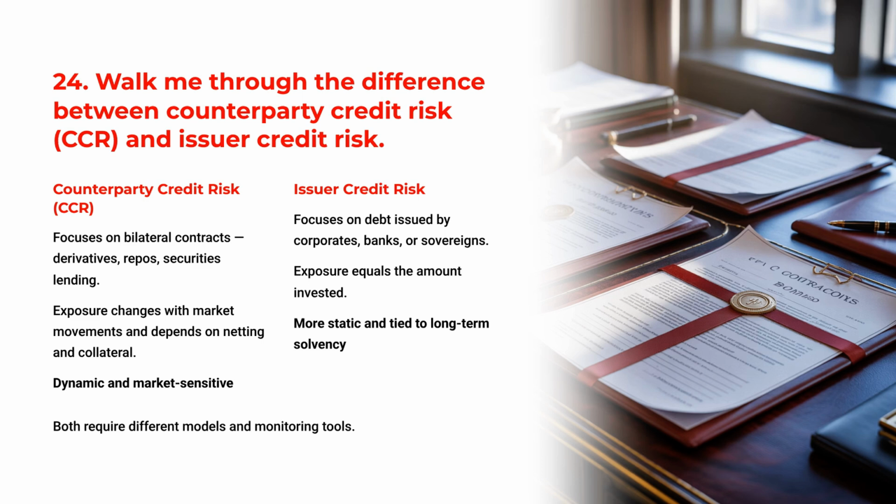Walk me through the difference between counterparty credit risk, CCR, and issuer credit risk. Counterparty credit risk focuses on bilateral contracts, derivatives, repos, securities lending. Exposure changes with market movements and depends on netting and collateral. Issuer credit risk focuses on debt issued by corporates, banks, or sovereigns. Exposure equals the amount invested. CCR is dynamic and market sensitive. Issuer risk is more static and tied to long-term solvency. Both require different models and monitoring tools.